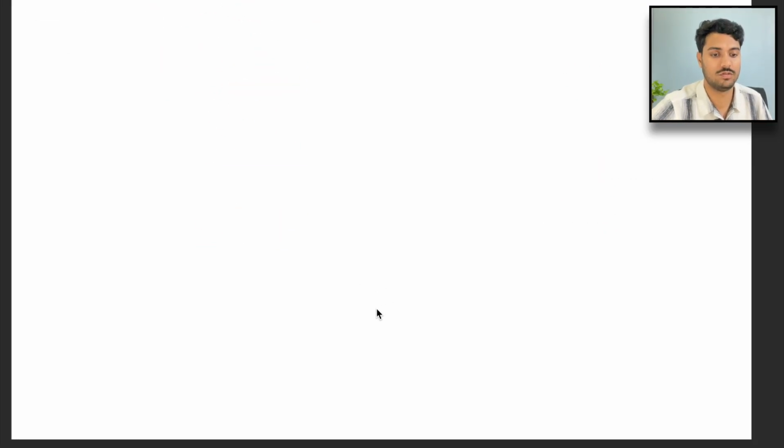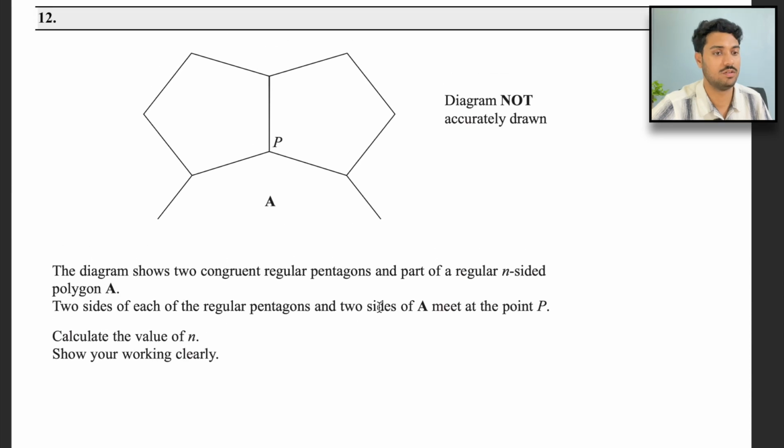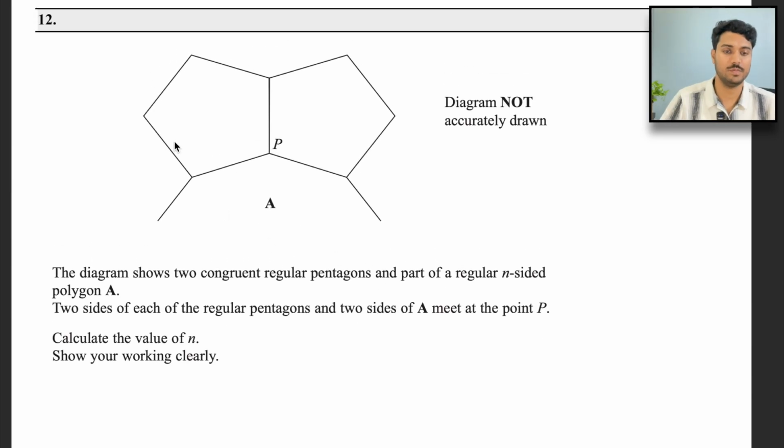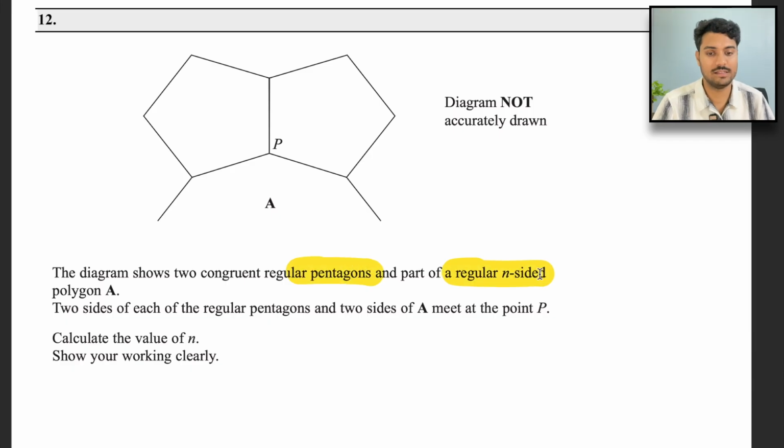Let's move on to question number 12 now. Okay, it says the diagram shows two congruent regular pentagons and a part of a regular n-sided polygon A. This is the n-sided polygon A. Two sides of each of the regular pentagons and two sides of A meet at a point P. Calculate the value of n. Okay, so we have to find the number of sides for the polygon A.